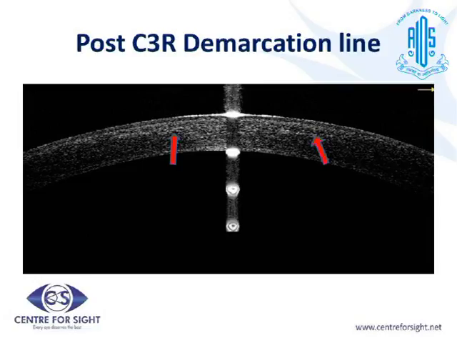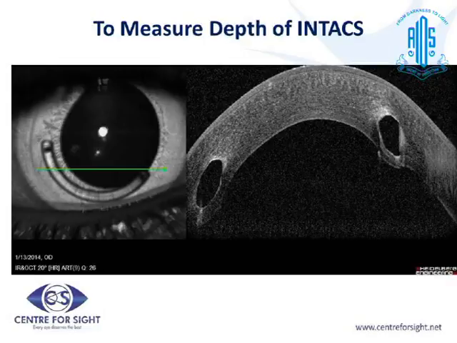Now, demarcation line is a direct clinical evidence of the cross-linking process. The depth of the demarcation line is measured as the effectivity of the procedure. High resolution ASOCT also shows us the intracorneal ring segments very beautifully, and it is used to assess the position and depth of the Intacs.